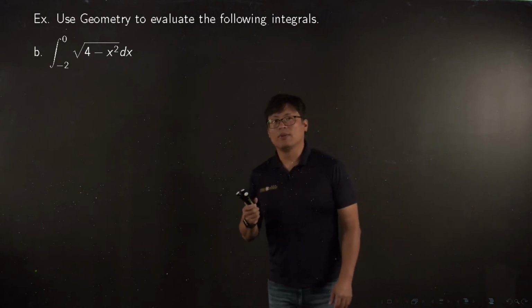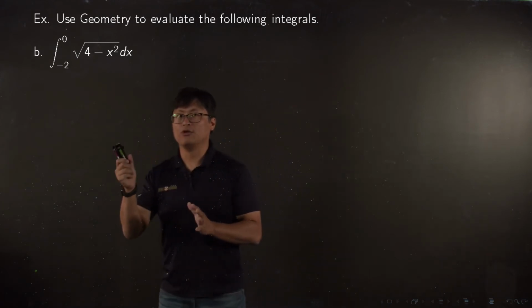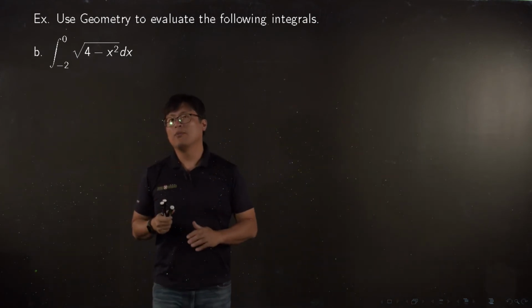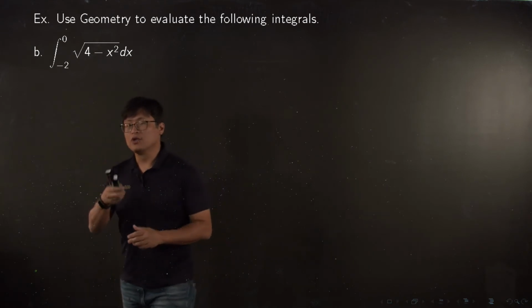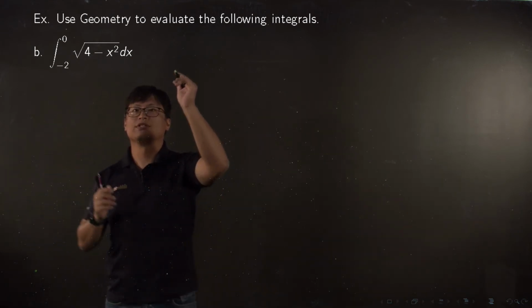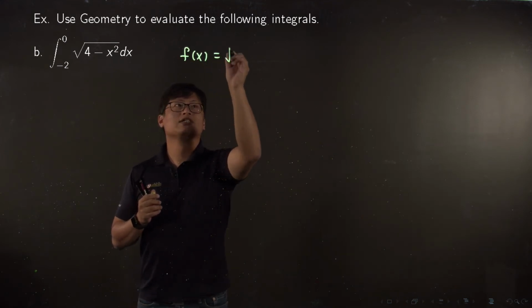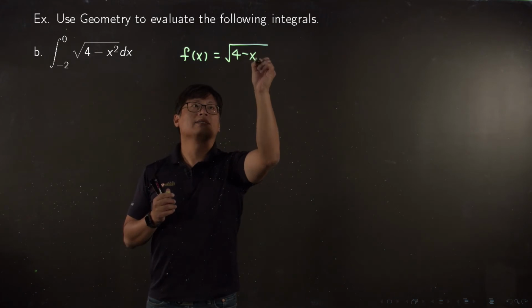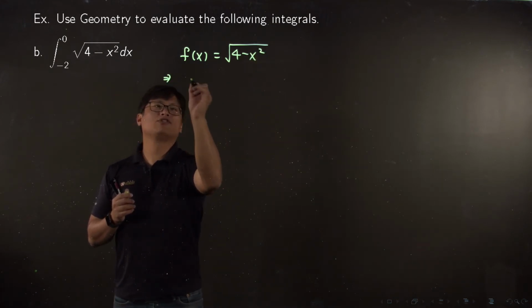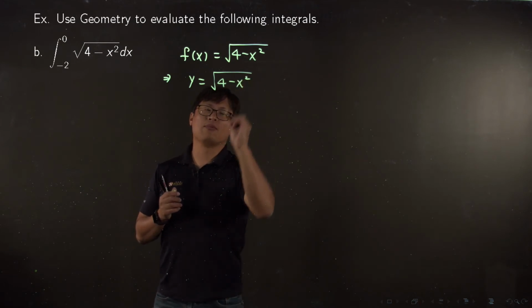Okay, for this problem, as I told you, we are not going to use an algebraic way, but we're going to use geometry. So what about the shape of this graph? First of all, let me write your function on the side to help you understand. Function f of x is the square root of 4 minus x squared. Let me change it to y, then it might be much easier to figure out the shape of the function.